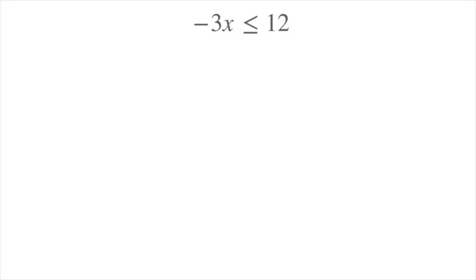Say we have to solve negative 3x less than or equal to 12. Well, again, we solve this inequality using inverse operations. So, looking at the left-hand side of this inequality, we can see that x is being multiplied by negative 3. So the inverse operation here is to divide by negative 3. But since we're doing that on the left-hand side, we need to do the same on the right-hand side. So we'll need to divide 12 by negative 3 as well.